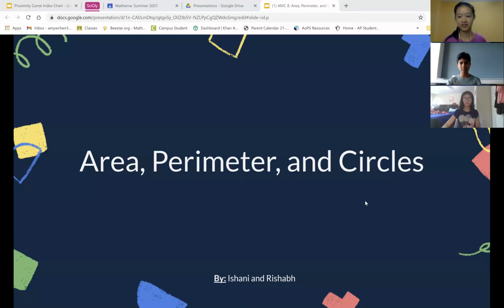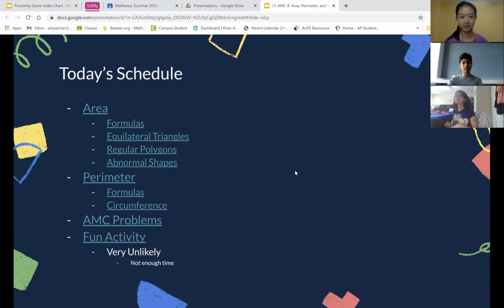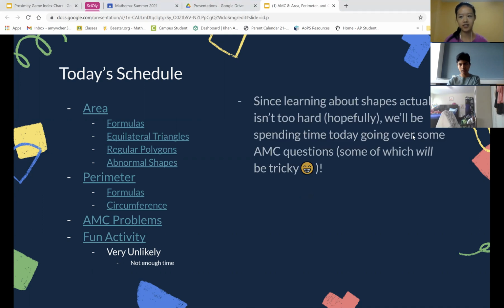All right. Okay, so we're going to be covering area, perimeter, and circles. This is going to be what you need to know so that you can understand everything in the rest of this course, just because these are the fundamentals. Also, since I know a lot of you probably already know what area and perimeter are, and even if you don't, it's not really hard to learn about it.